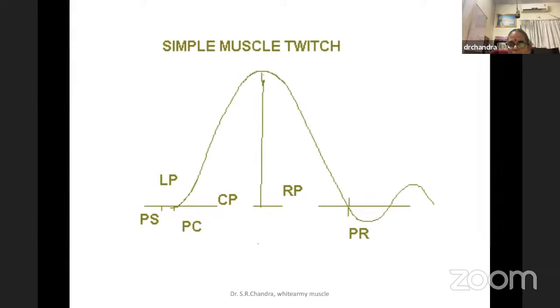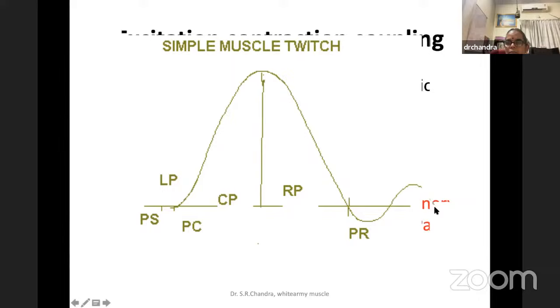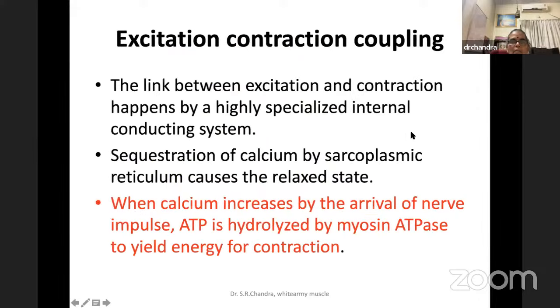When a nerve impulse reaches, we get the simple muscle twitch. All of us have done it in our basic science sessions. The link between excitation and contraction happens by a highly specialized internal conducting system. Sequestration of calcium by the sarcoplasmic reticulum causes the relaxed state. When calcium increases by the arrival of the nerve impulse, ATP is hydrolyzed by myosin ATPase to yield energy for contraction.